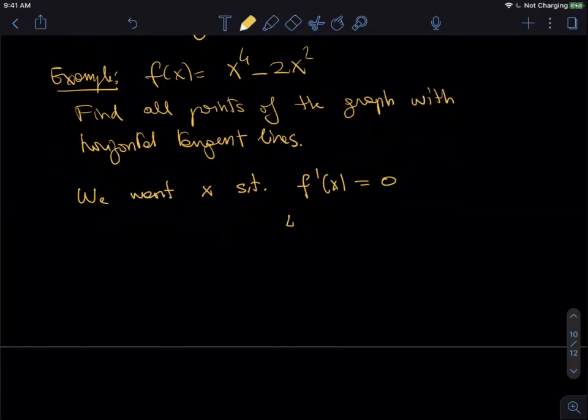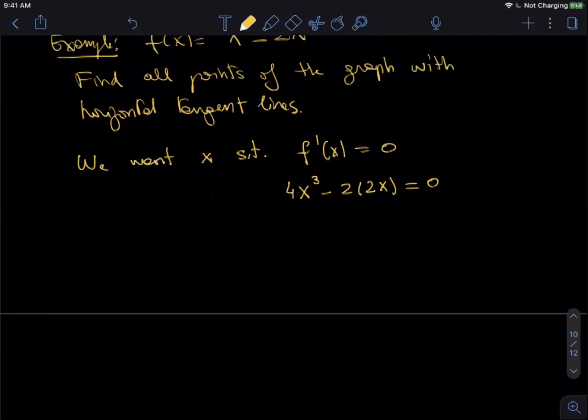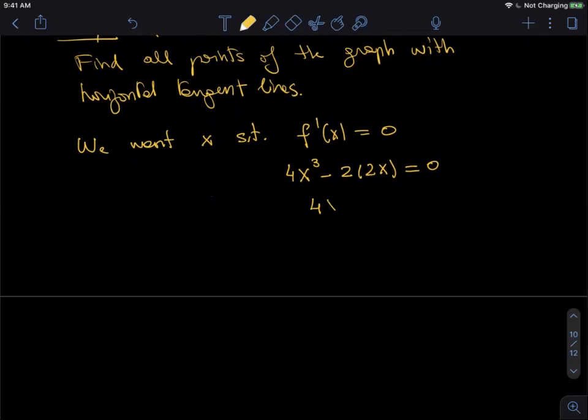But then we can just compute the derivative. For x to the power 4, the derivative is 4x to the power 3, minus then 2x squared, the derivative, right, is 2 times the derivative of x squared, which is 2x. So that means, well, let me just write the complete thing. So this is equal to 0. So we have 4x to the power 3 minus 4x equals 0.